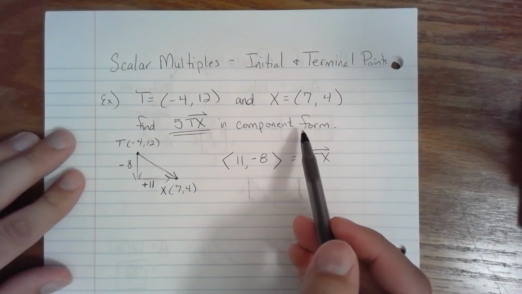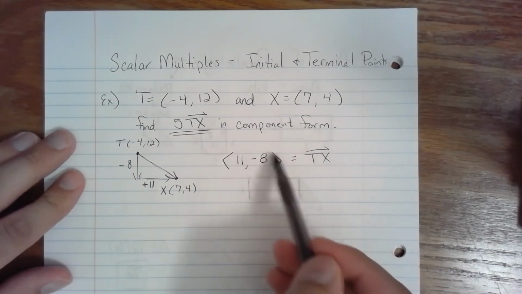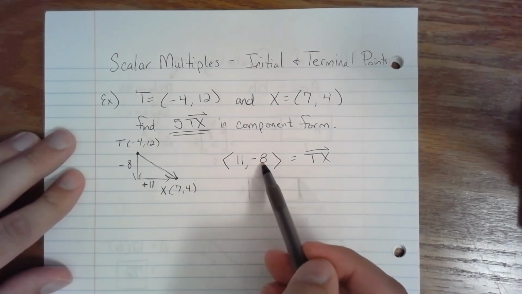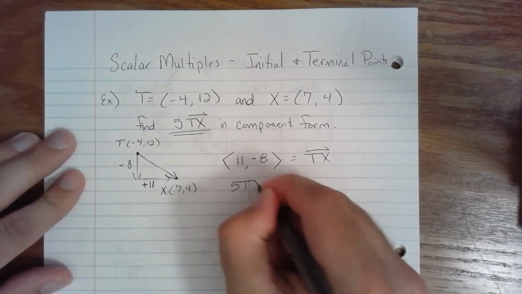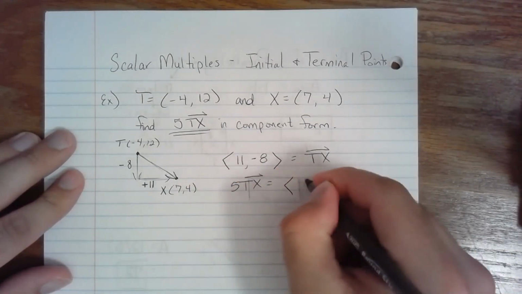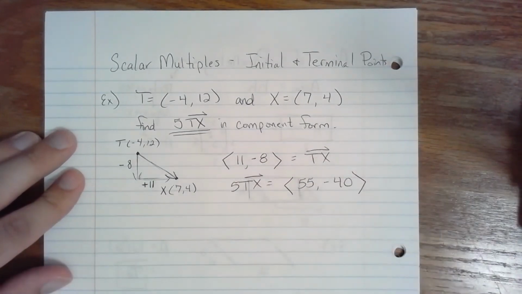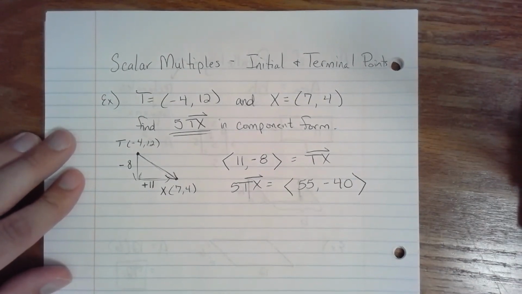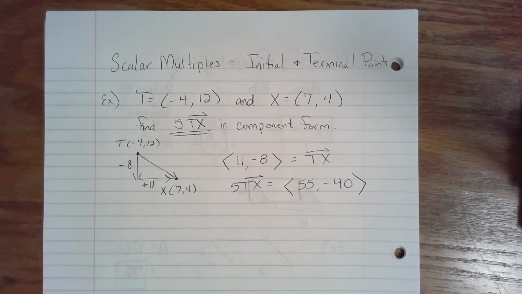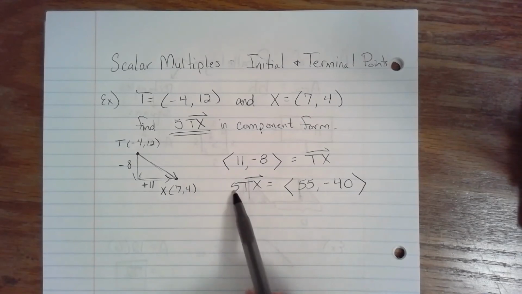And if that's the case, I can stop rambling, because we have this. We're just going to multiply this by 5. 5tx would simply be (55, -40). And there's nothing more to it. Remember that scalar multiples, all they do is magnify everything in the problem. They magnify your x, they magnify your y, and that creates a resultant vector that in this case would be 5 times as large as our original vector.